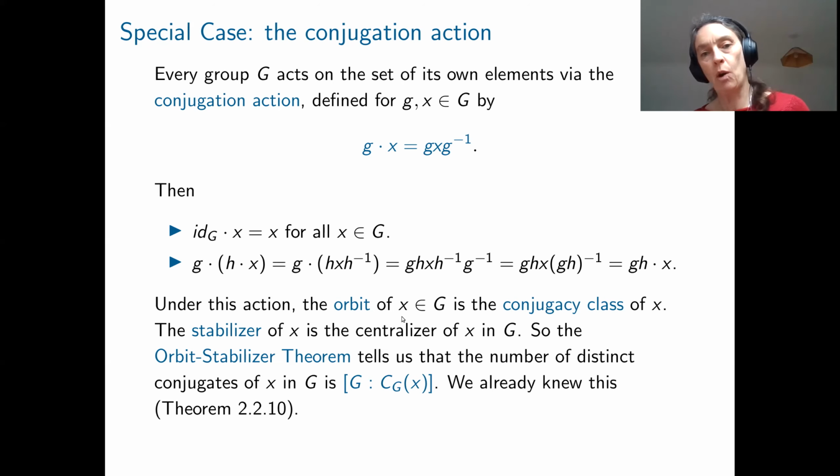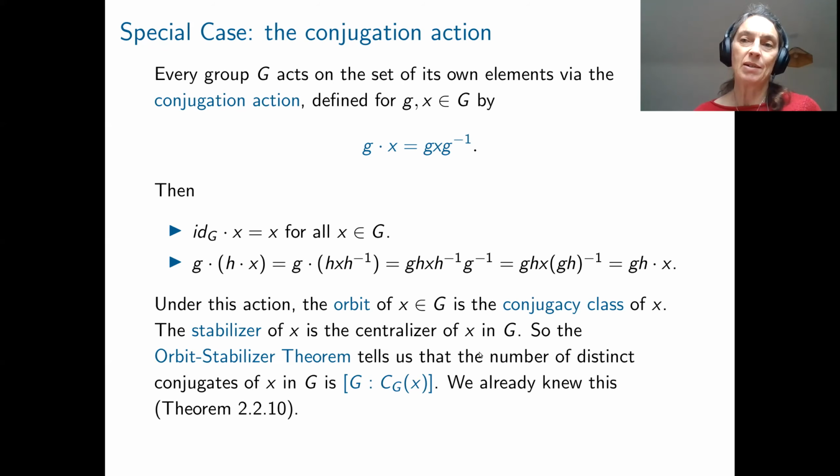So under this action, the orbit of a group element X, where G and S are the same set, is the conjugacy class of X. It's the set of all things of the form GXG inverse, where X is fixed and G ranges through the group elements. The stabilizer of X is the set of G's for which this is just X. That's the centralizer of X.